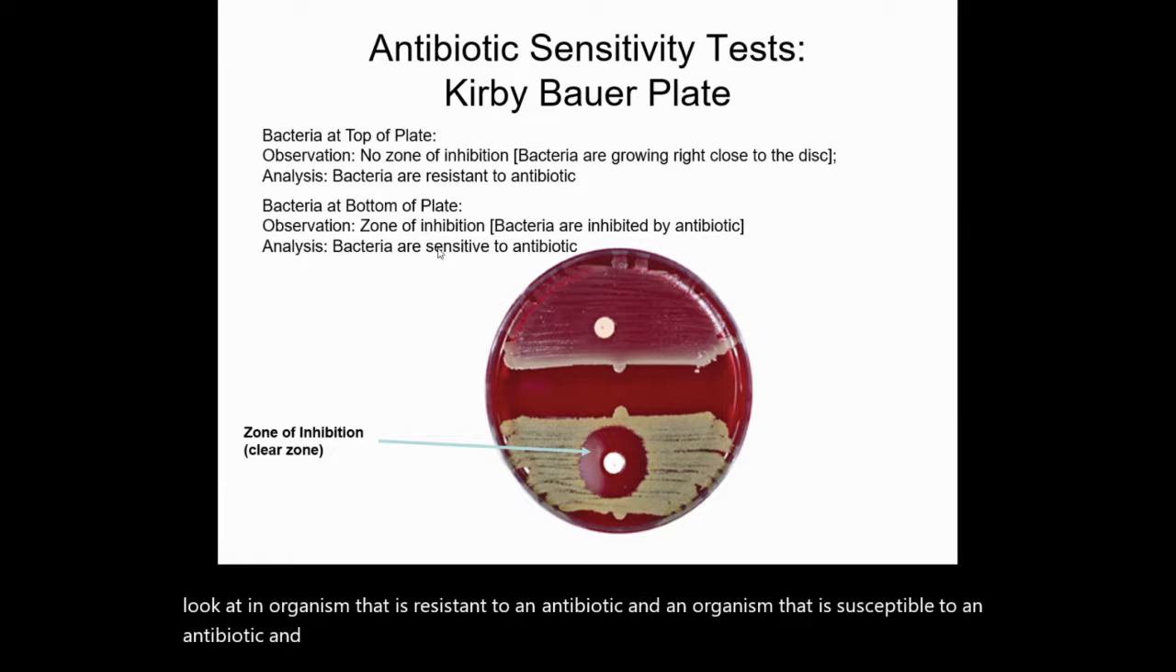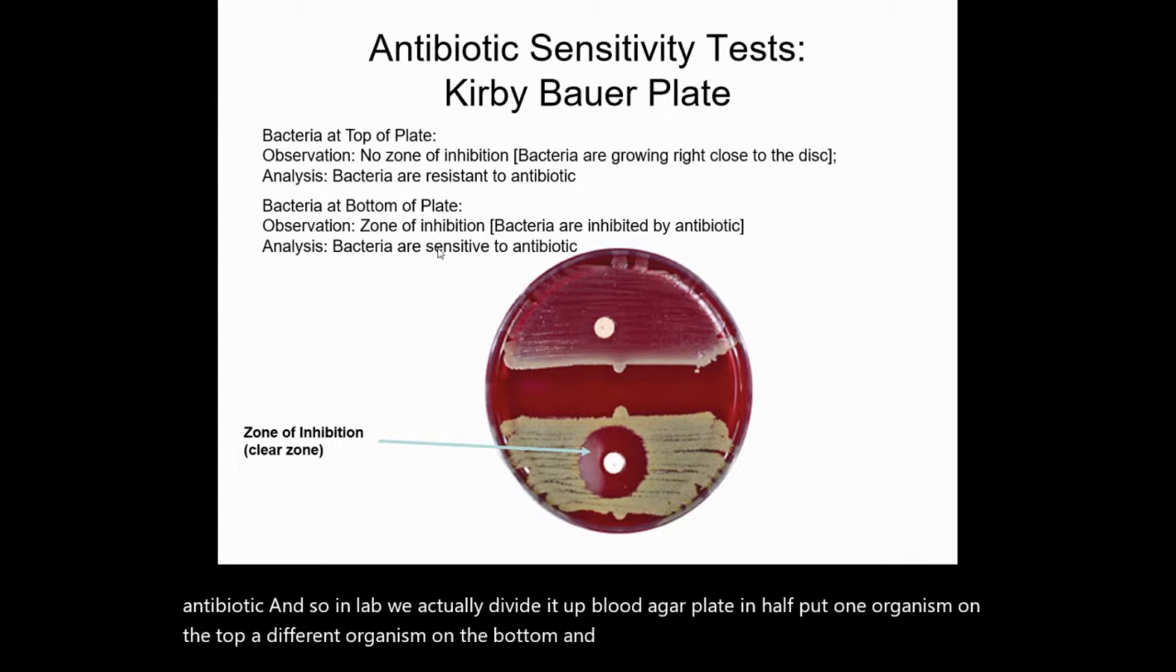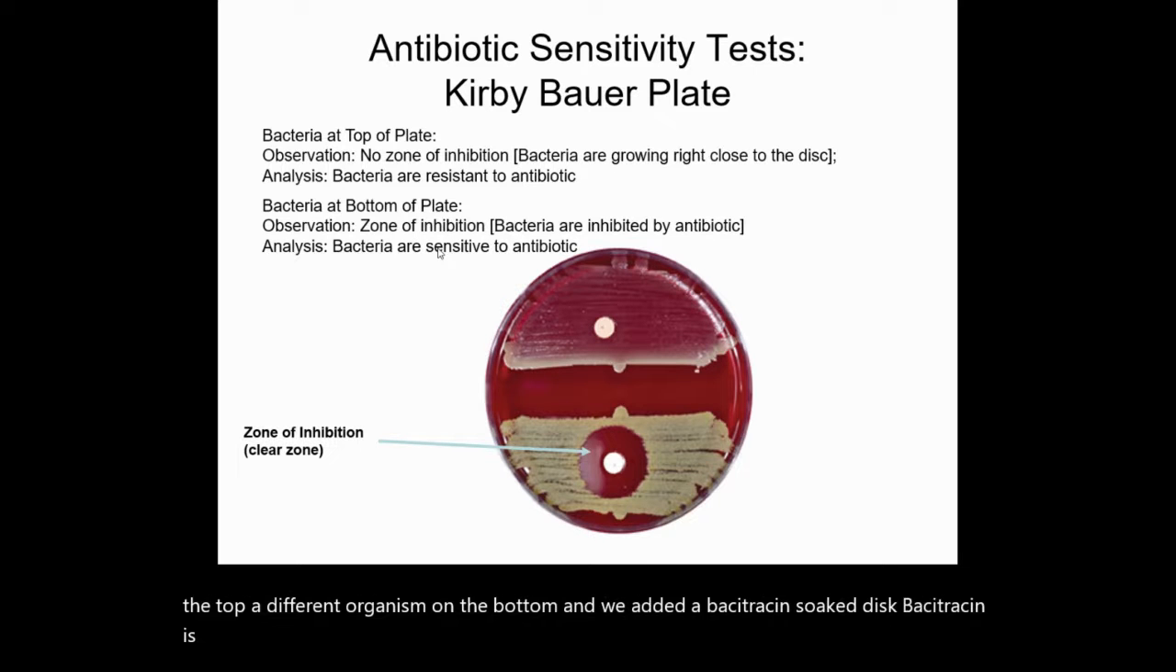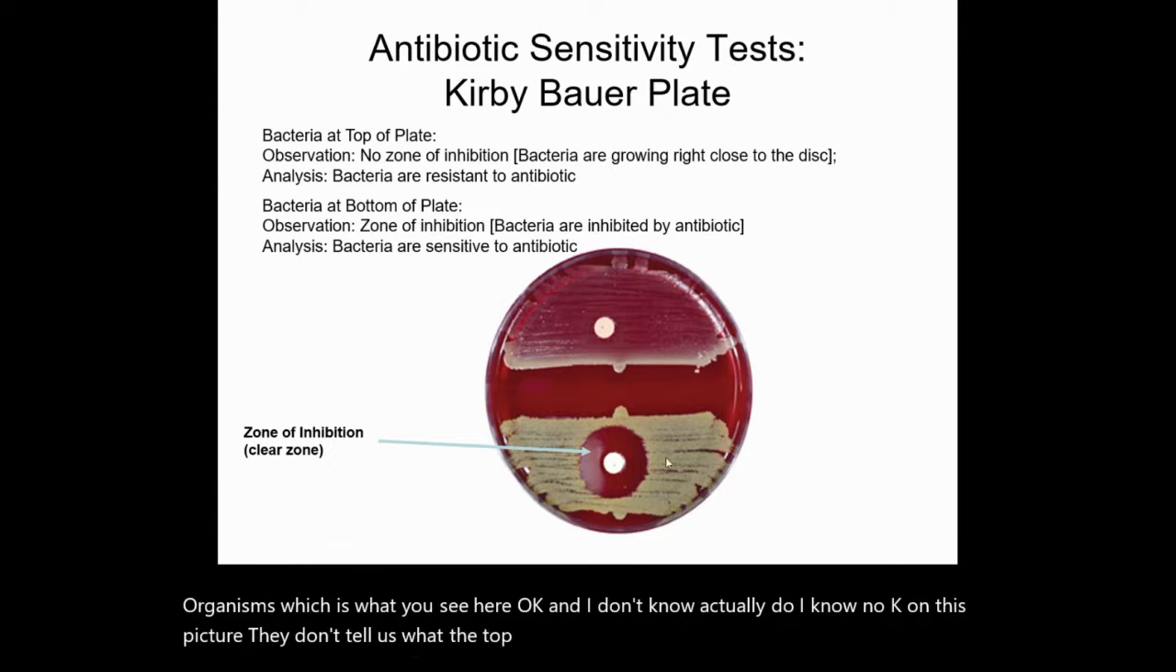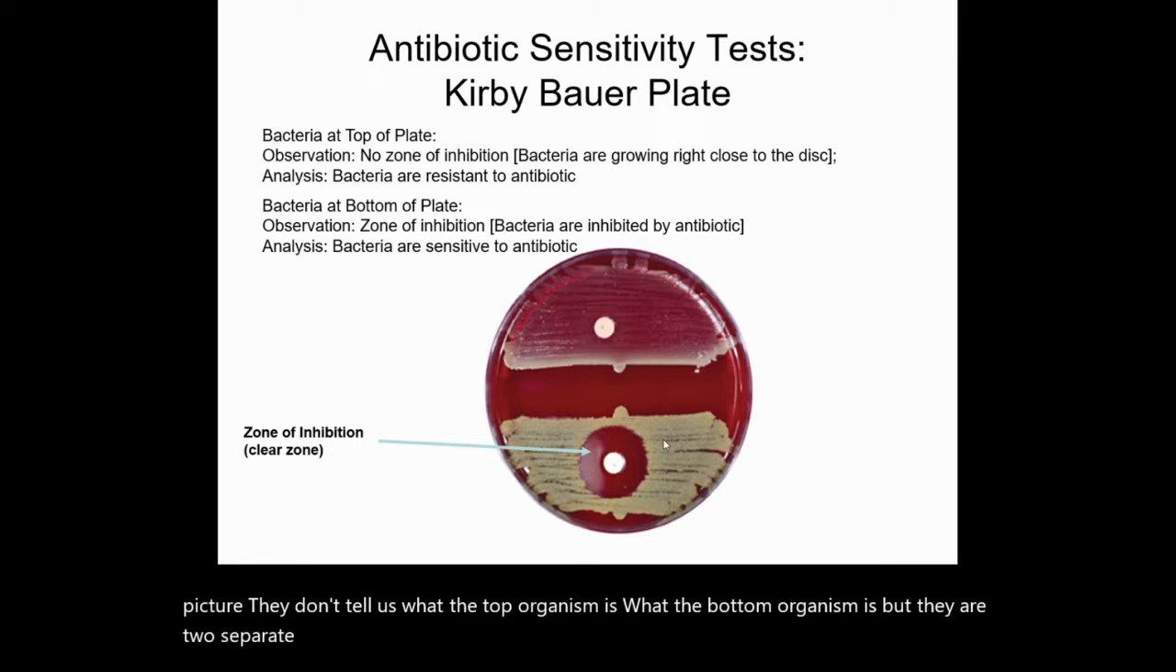In lab, we actually divided a blood agar plate in half, put one organism on the top, a different organism on the bottom, and we added a bacitracin soaked disc. Bacitracin is an antibiotic to both organisms, which is what you see here. On this picture, they don't tell us what the top organism is and what the bottom organism is, but they are two different organisms.